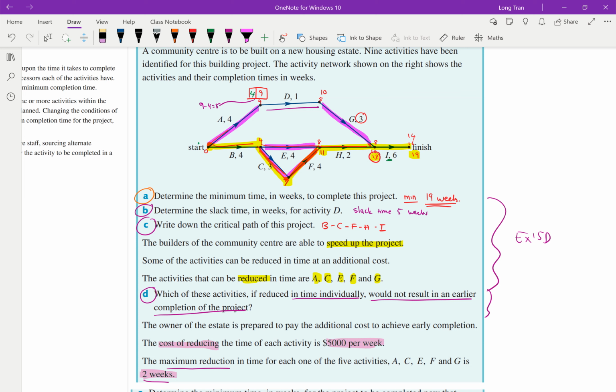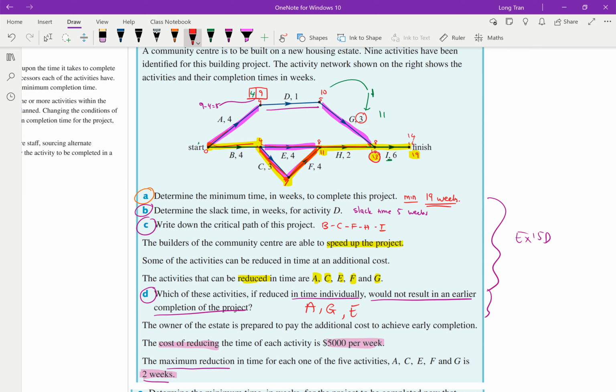So it means that even if I reduce this G by 2 and it becomes 1, it doesn't matter, because 10 plus 1 still only requires 11 weeks, but you still have to wait for all of these, which takes 13 weeks. That's why anything that's non-critical doesn't really matter. So the answer for this one would have to be activity A, activity G, and activity E are the only ones that don't seem to affect the overall.